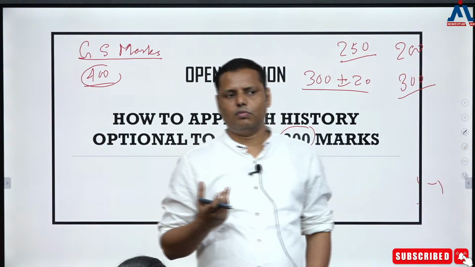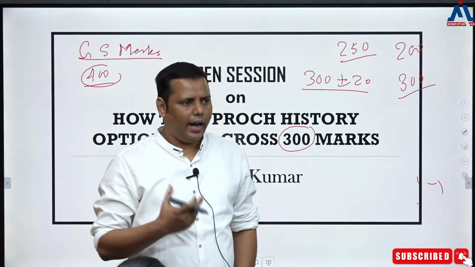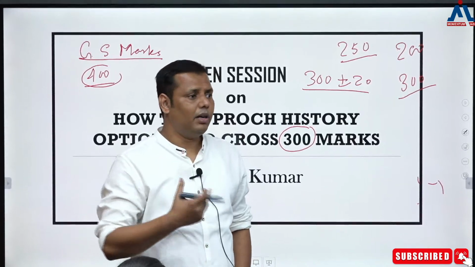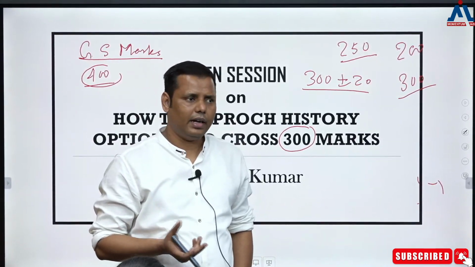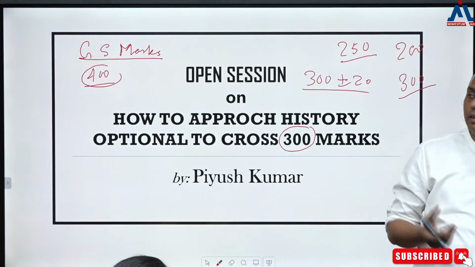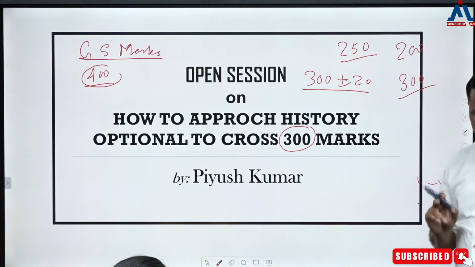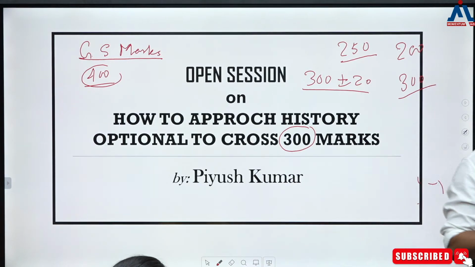And it sounds very lucrative because, as I told you in the beginning, you all are targeting 300, and you should target 300, whether you are able to achieve it or not is very subjective, right? That depends on many factors, many variables. But of course you should target 300. The point is how to target, how to approach history in order to achieve 300.